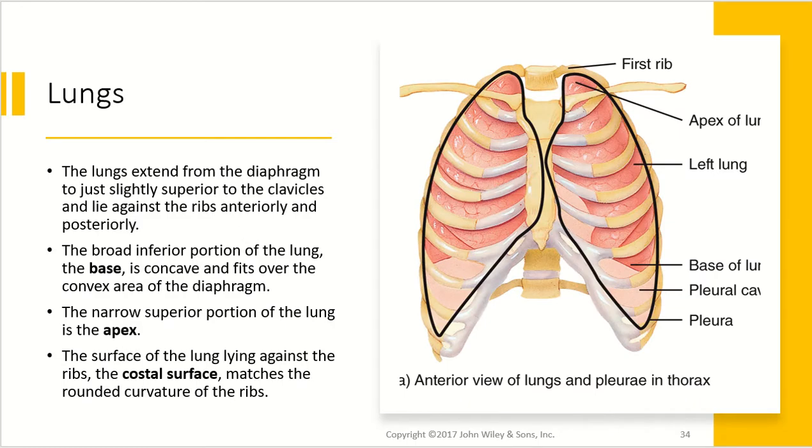The broad inferior portion of the lung is called the base of the lung, and this is concave and fits nicely over the convex area of the diaphragm. The narrow superior portion of the lungs is the apex of the lungs. We can see that up here, we've got our apex and our base. The surface of the lungs lying against the ribs is called the costal surface, and this matches the rounded curvature of the ribs, so it fits nice and snug within the rib cage.